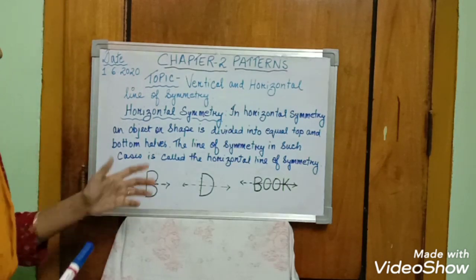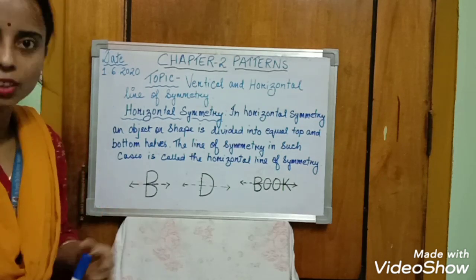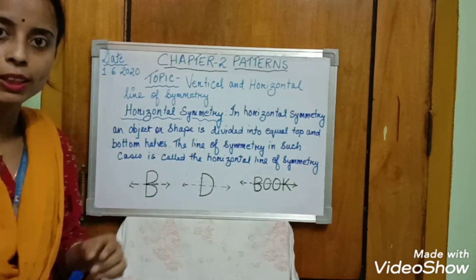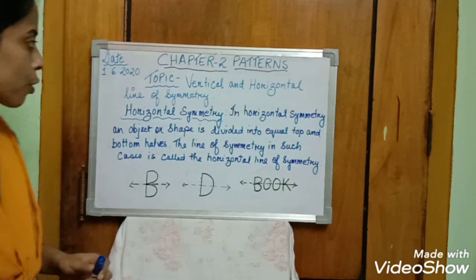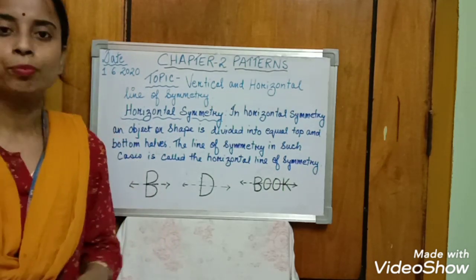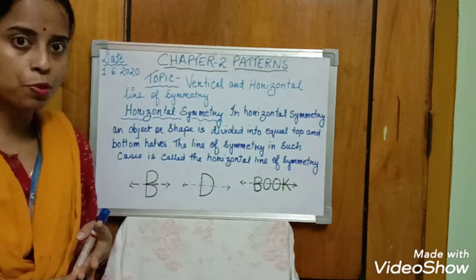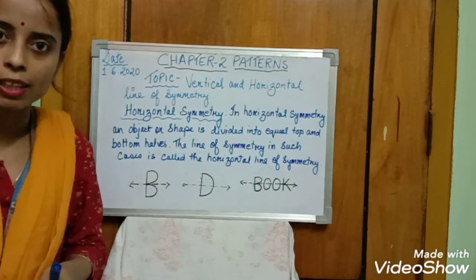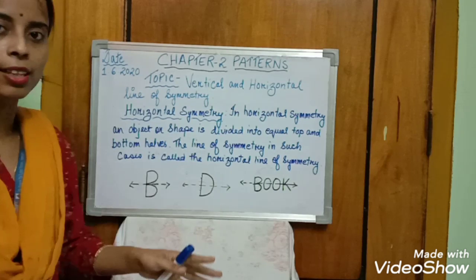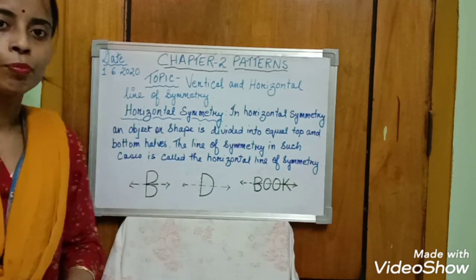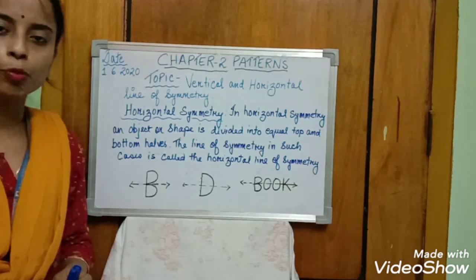So I hope you have understood the line of symmetry, or axis of symmetry, vertical and horizontal line of symmetry. In today's class we have discussed symmetry and kinds of symmetry, and also vertical and horizontal line of symmetry. Students, please practice this and go through it. In the next class we will continue with our workbook.